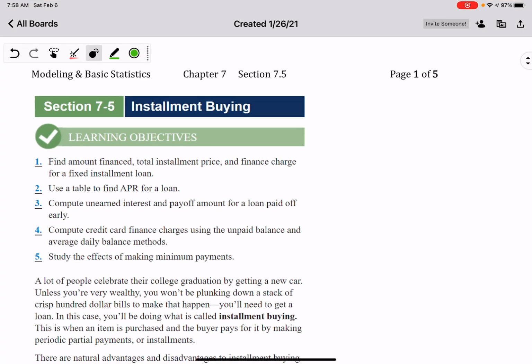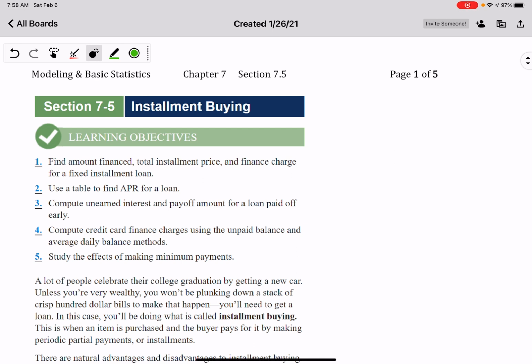Hey guys, we are here in section 7.5 to talk about installment buying. We have recently finished up our conversations on simple interest and compound interest. So now we're going to talk about some more real life situations, such as when we're buying cars and things like that.